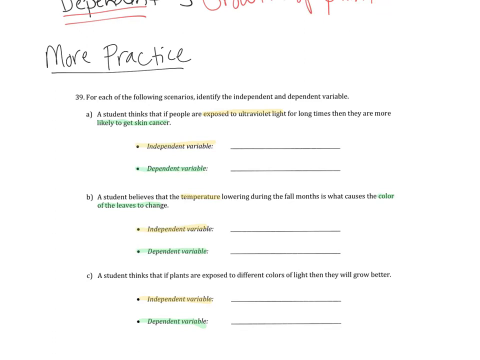C. A student thinks that if plants are exposed to different colors of light, then they will grow better. What's the independent variable? The different colors of light. And what are we measuring? How they will grow. I hope this video helped you to be able to identify the independent, the thing the experimenter is changing, and the dependent, the thing that is being measured in an experiment.